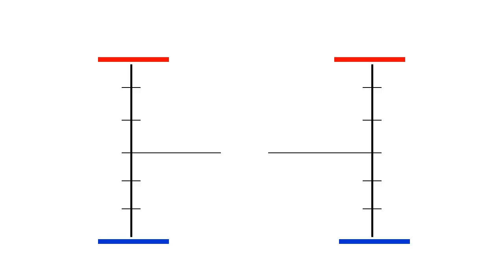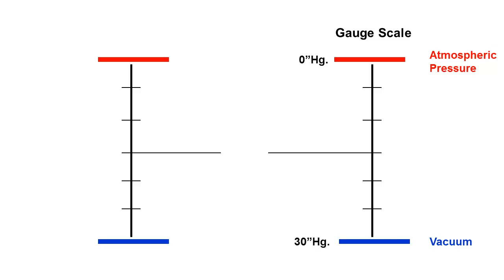The red lines indicate atmospheric pressure, while the blue lines indicate a perfect vacuum. The gauge scale, such as that used by a vacuum gauge, starts at atmosphere and increases to a perfect vacuum. Imperial measure using the unit inches of mercury is often used. The absolute scale starts at a perfect vacuum and rises. The two scales cross at approximately 15 inches of mercury.